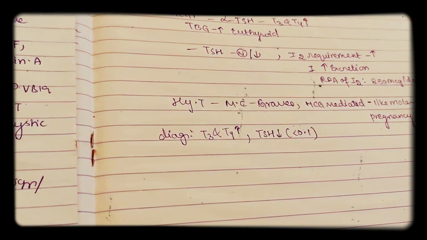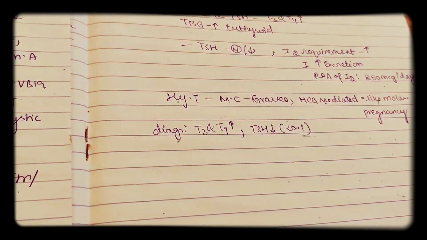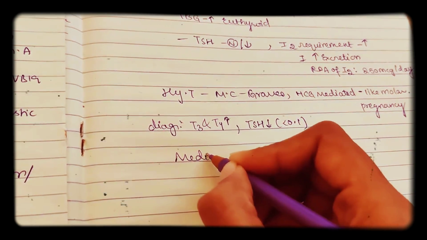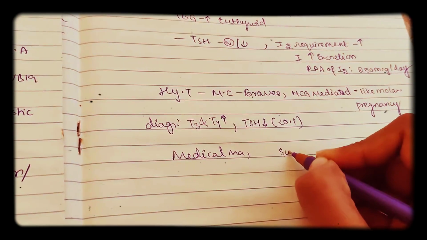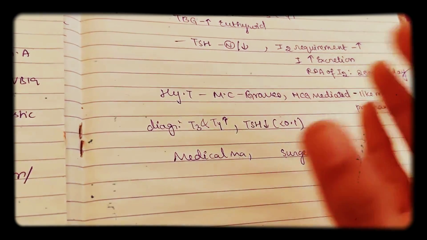Now coming to management. So how to manage hyperthyroidism? There is medical management, where we give different drugs. If some patient is not responding to medical management, then there is surgery, that is, we do thyroidectomy, that is, we remove the thyroid.